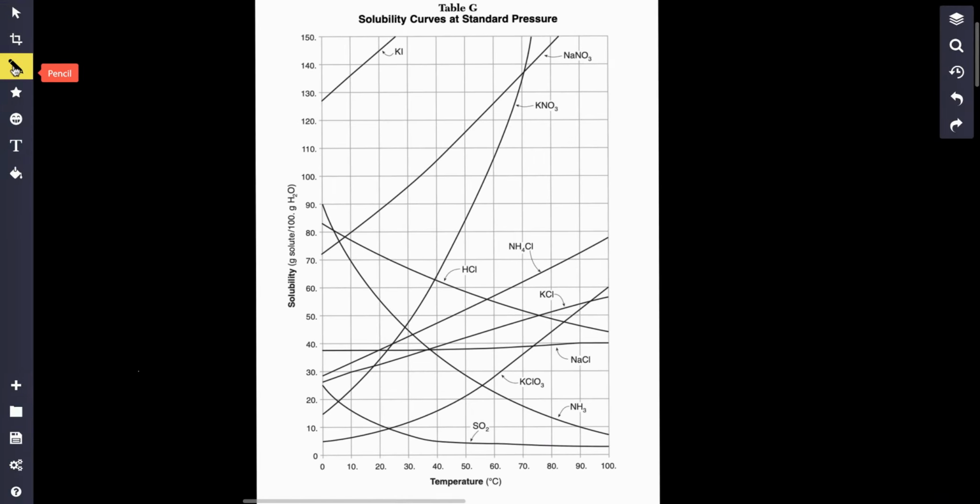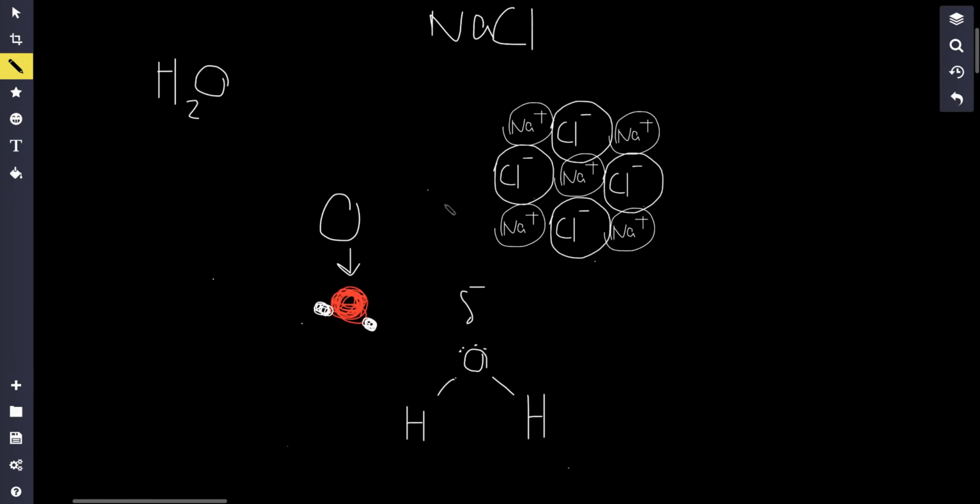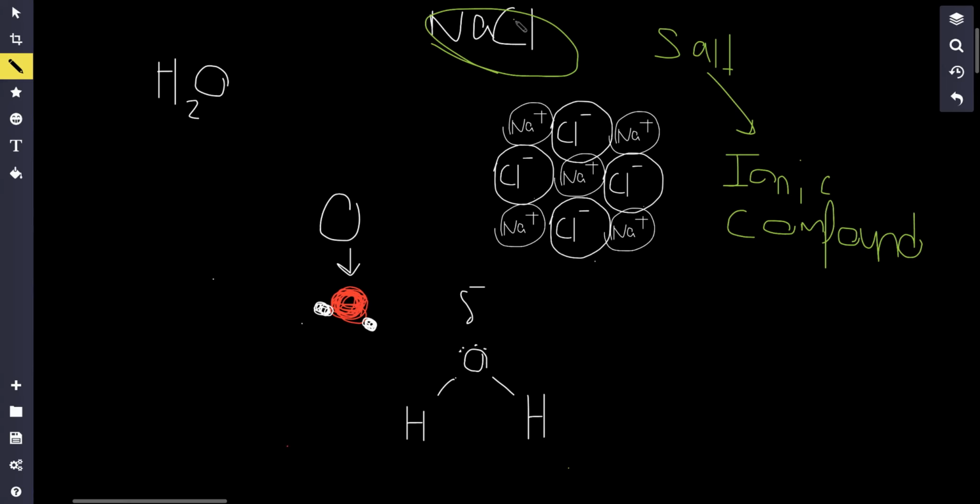Let's talk about solubility curves. But first, let's talk about dissolving stuff in water. So NaCl is a salt. In this example, I'm using table salt, but a salt is just going to be an ionic compound. Now, ionic compounds have this crystal lattice.